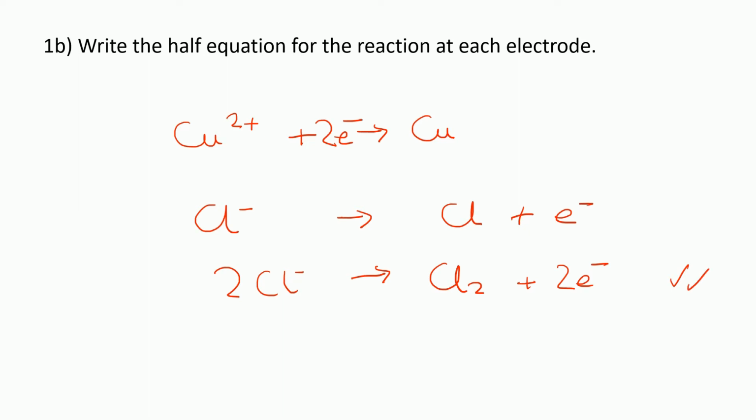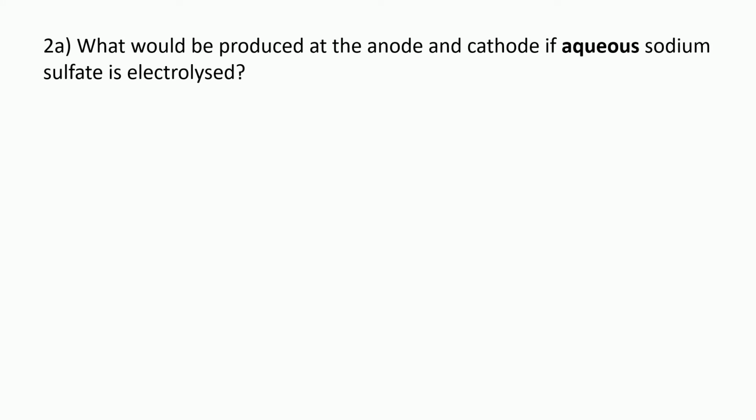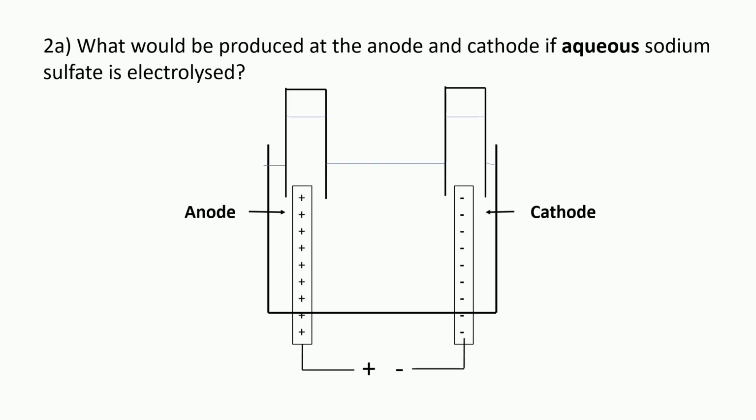Okay, let's look at another example. What would be produced at the anode and cathode if aqueous sodium sulfate is electrolyzed? So I've just reworded the question slightly on this one to show you that if it says aqueous, we're still talking about a solution. So it's sodium sulfate in with water. So once again, we do a quick sketch of an electrolysis cell. And now we can start writing the ions on so we know what ions we're dealing with.